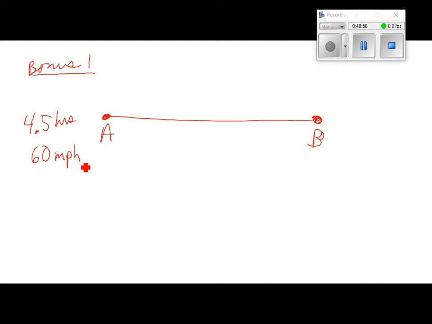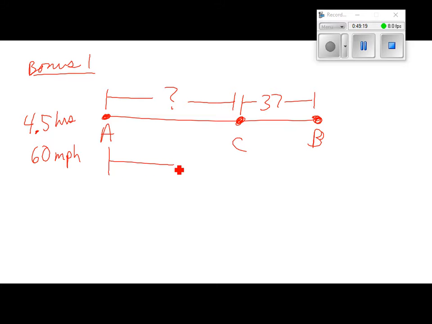City C, a city you pass on your trip, is 37 miles from city B. So city C is in here somewhere. We don't know where, but we do know it's 37 miles from city B, so we'll put that on there. Find the distance between city A and city C. So we're looking for that distance.